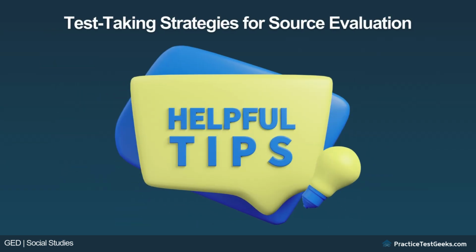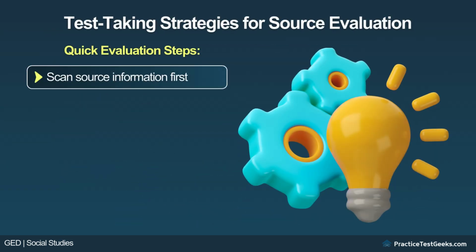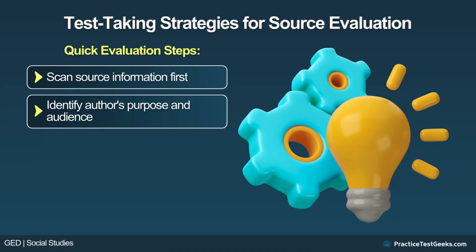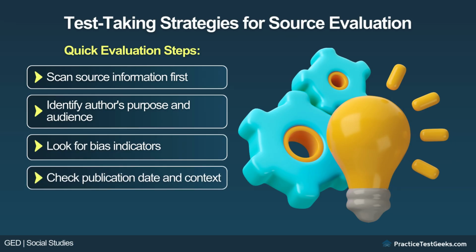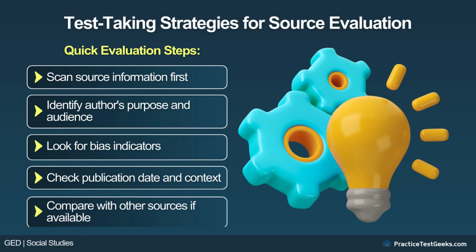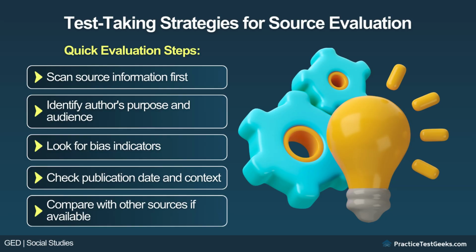For quick evaluation during the test, follow these steps. Scan source information first: author, publication, and date. Identify the author's purpose and intended audience from the content and tone. Look for bias indicators like emotional language or one-sided arguments. Check the publication date and historical context to understand the perspective. Compare with other sources if multiple sources are provided in the question.